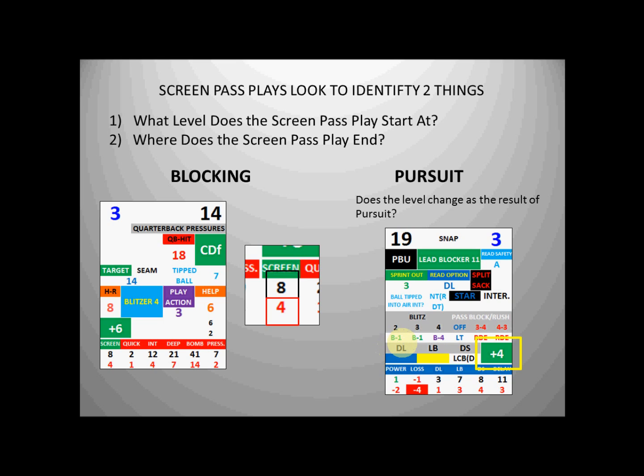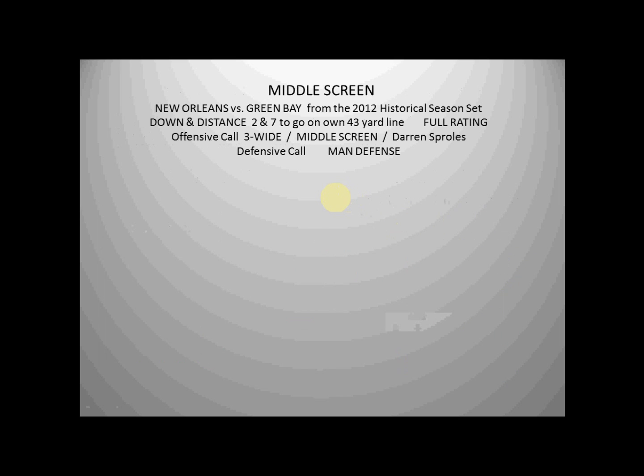So again, 2 main things to identify. What's the start level of the screen? Is it complete? And then what happens in pursuit? And so it makes the screen pass game pretty fun. There are a lot of fun play calls associated with it.